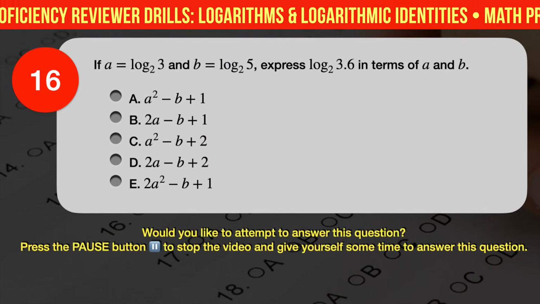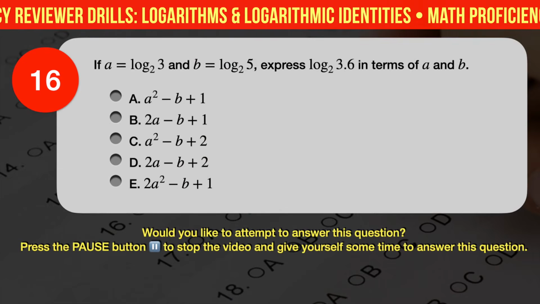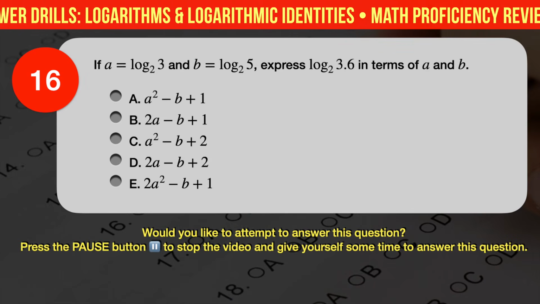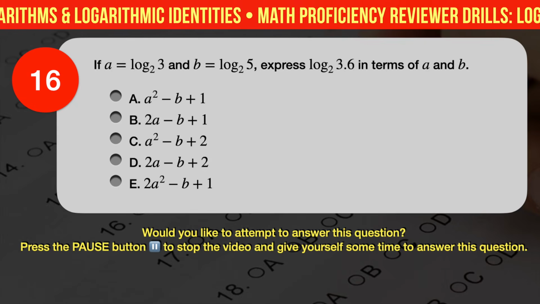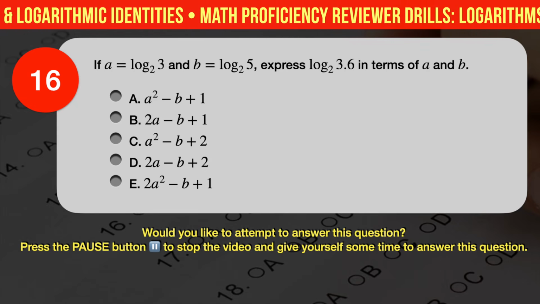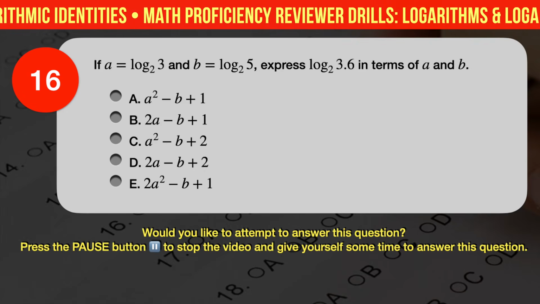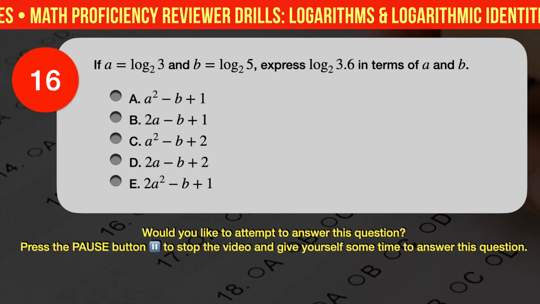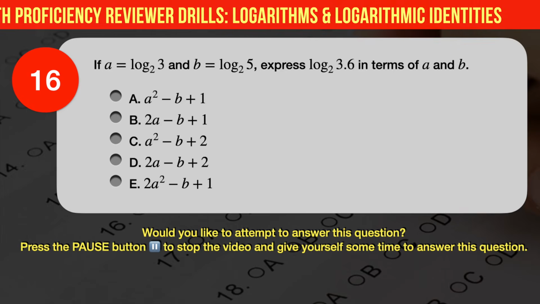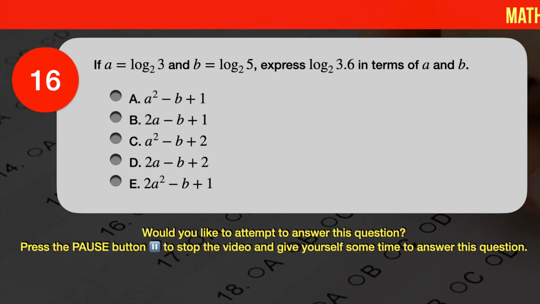Drill question number 16. If a equals logarithm base 2 of 3, and b equals logarithm base 2 of 5, express logarithm base 2 of 3.6 in terms of a and b. A, a squared minus b plus 1. B, 2a minus b plus 1. C, a squared minus b plus 2. D, 2a minus b plus 2. E, 2a squared minus b plus 1.